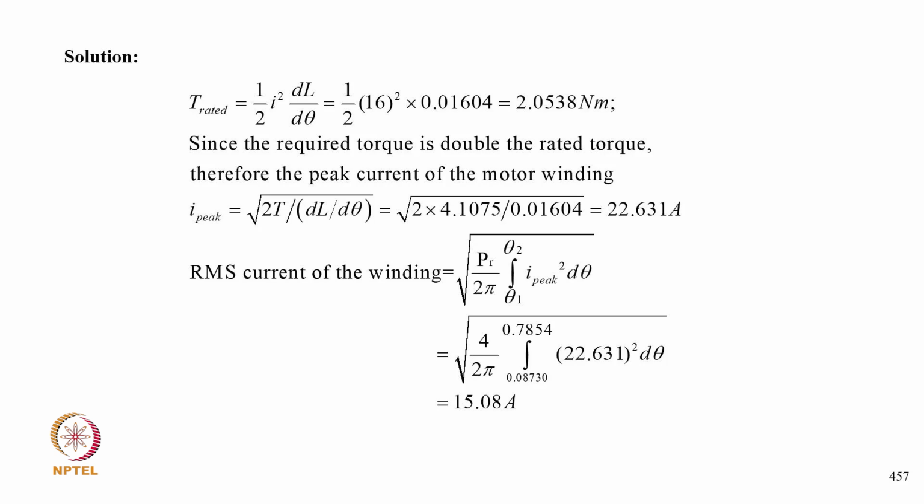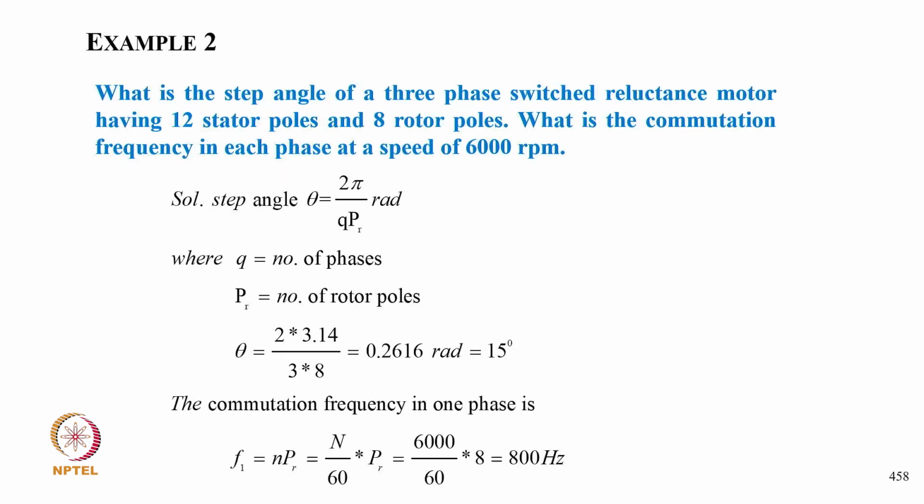Since the required torque is double the rated, the peak current of the motor winding Ip equals under root of 2T upon dL upon d theta, which comes to 22.631 ampere. The RMS winding current is under root of PR upon 2 pi, integral from theta 1 to theta 2 of Ip squared d theta. Putting in the values, it comes to 15.08 ampere.